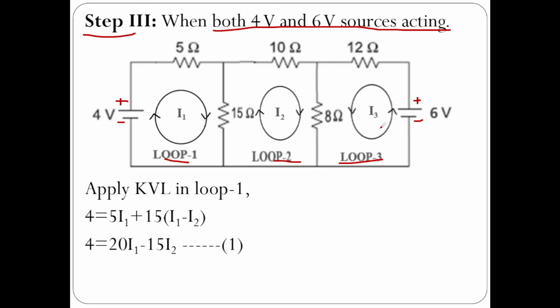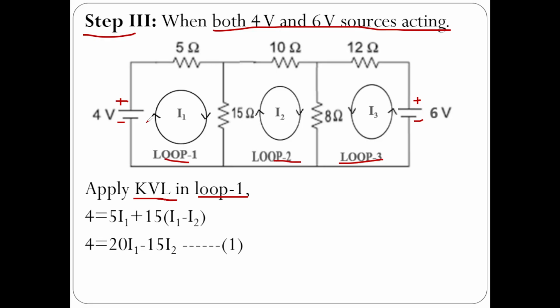Now I am going to implement Kirchhoff's voltage law in loop 1. So according to KVL, algebraic sum of all the voltages in a closed path must be equal to 0, or algebraic sum of source voltages must be equal to the voltage drops in a closed path. So if you observe only this loop, there is one voltage source and 2 resistors in this loop. So what is the voltage source value?